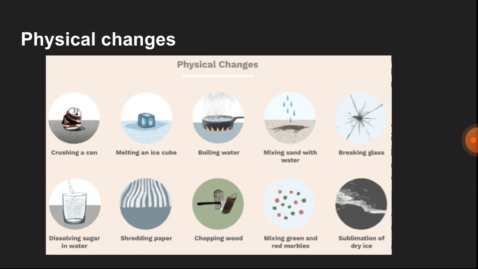Sublimation of dry ice. Sublimation means the state will change, that only we can consider. These all are physical changes. We are able to see it.